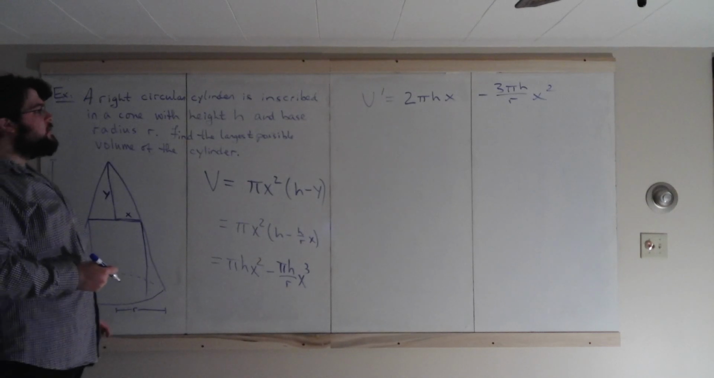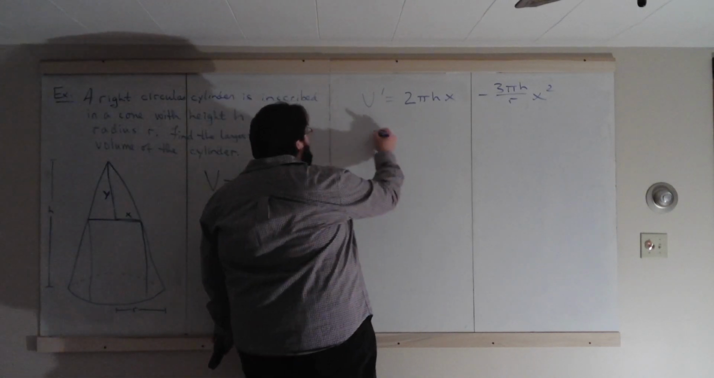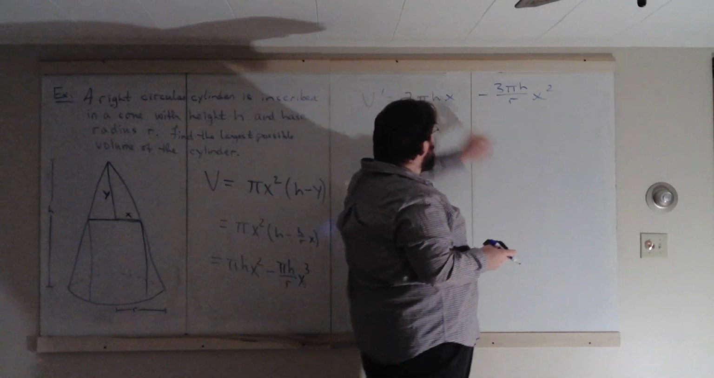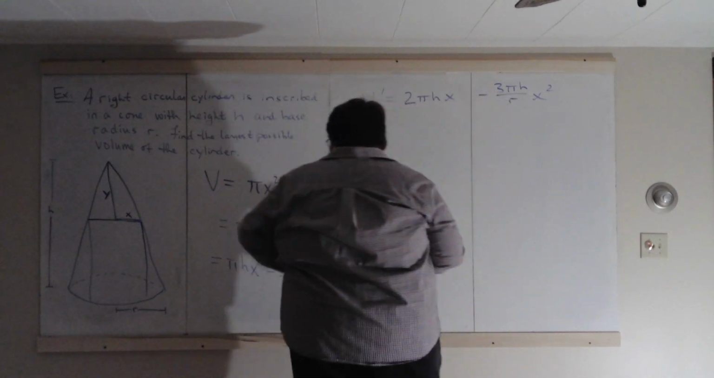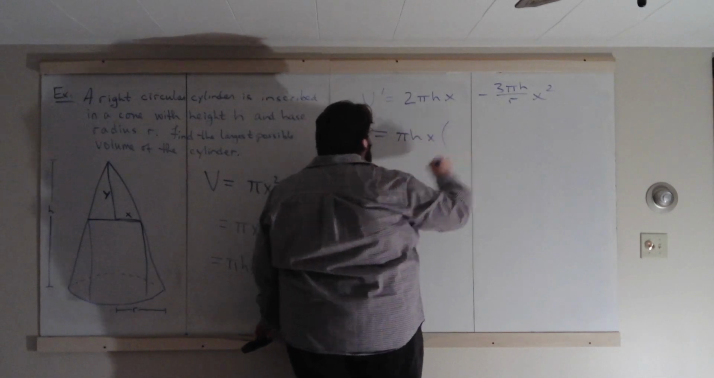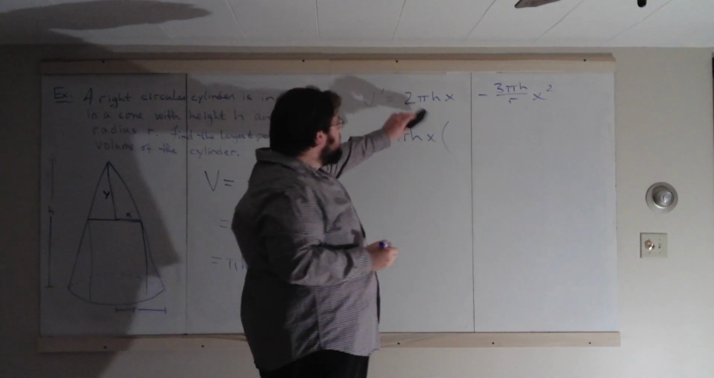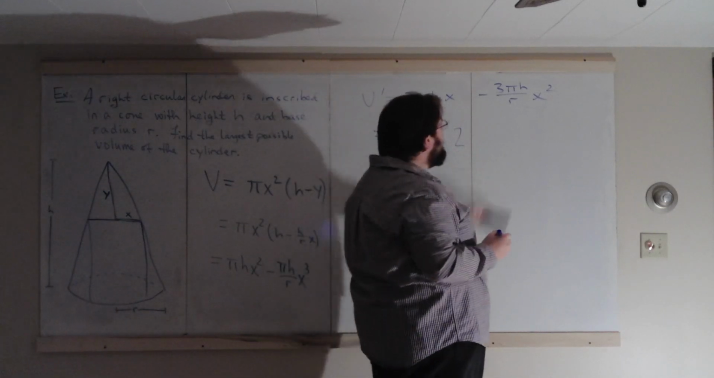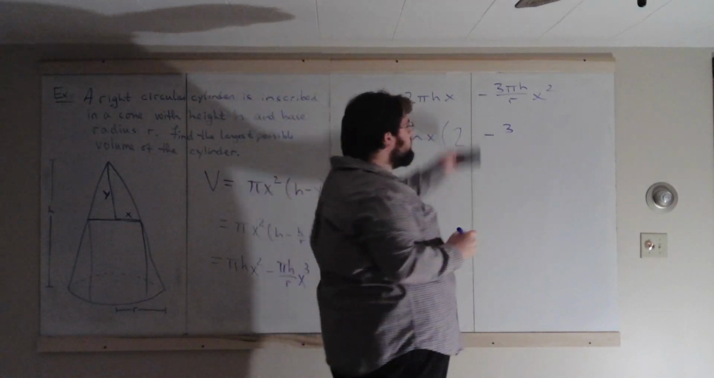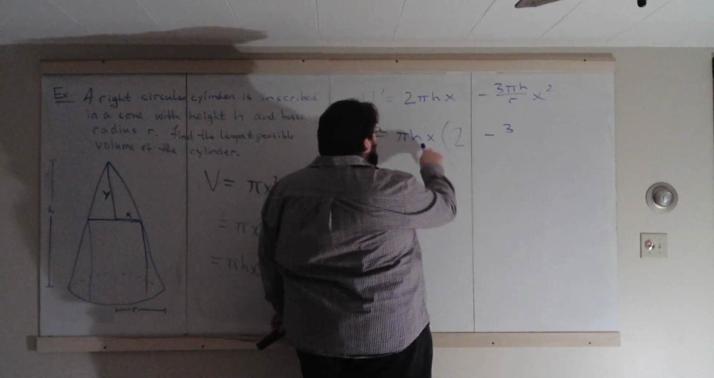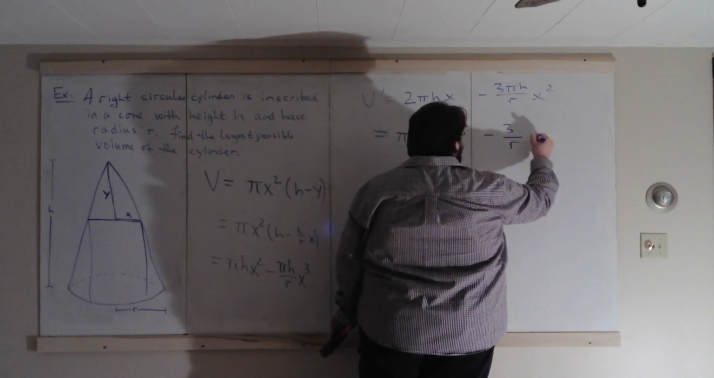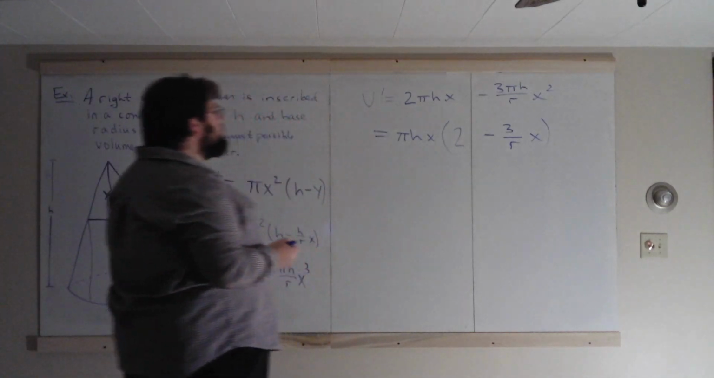Okay, we need to set this equal to 0 and solve. So let's factor first. What can we factor out? Well, all of these things have a pi, all of these things have an h, and all of these things have an x. So let's factor out a pi h x. You pull a pi, h, and an x out of here, all you have left is a 2. You pull a pi, h, and an x out of here, you have a 3. You have a negative sign, because we didn't pull a negative out. Pull pi, h, and x, so the pi and the h are no longer there, the r is still there. One of those x's is gone. But we're left with 1.